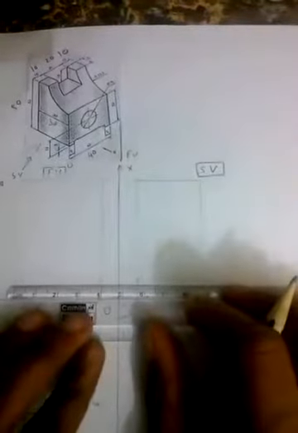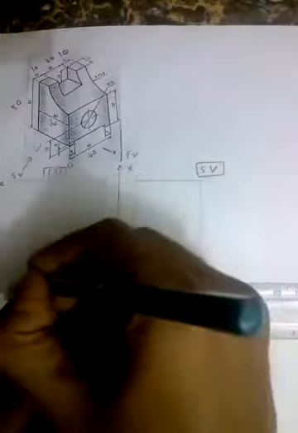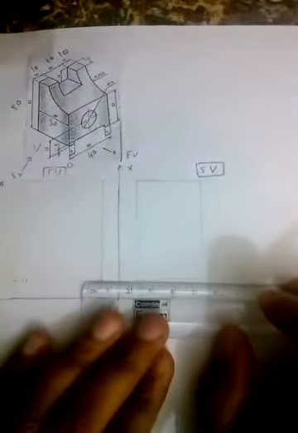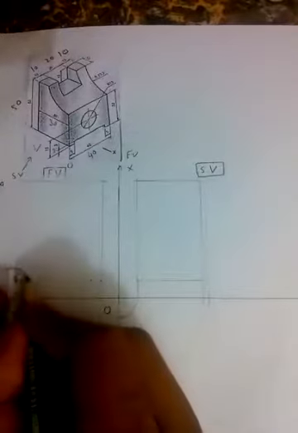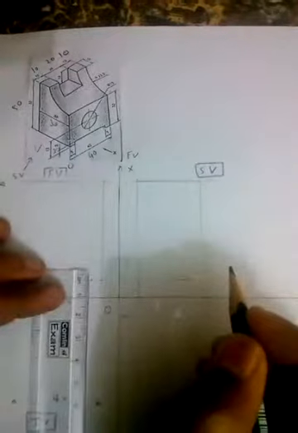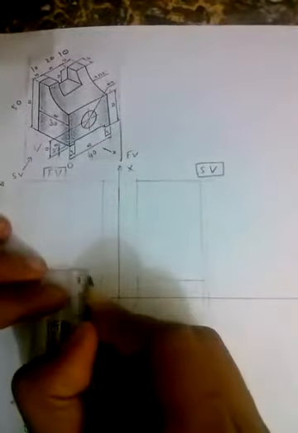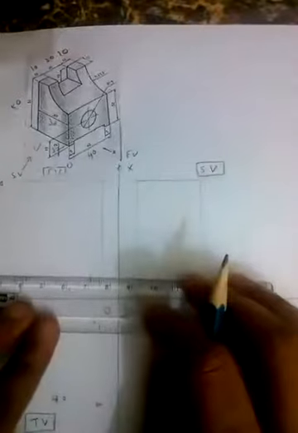So what we can do here, from here we'll take 0.5 and 0.5 here, and 0.5 from here. And then its height will be 3. Here 3 is given. So we'll just draw 3 mm, 3, and again here 3. We'll join this.